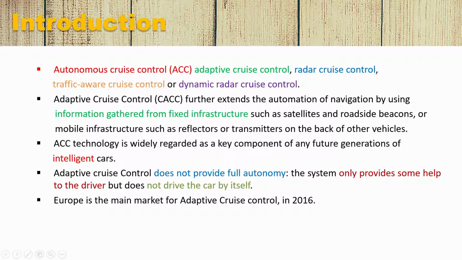Next, control is based on sensor information from onboard sensors. No existing system makes use of satellite or roadside infrastructure, nor of cooperative support from other vehicles. Cooperative Adaptive Cruise Control (CACC) further extends the automation of navigation by using information gathered from fixed infrastructure such as satellite and roadside beacons, or mobile infrastructure such as reflectors or transmitters on the back of other vehicles.